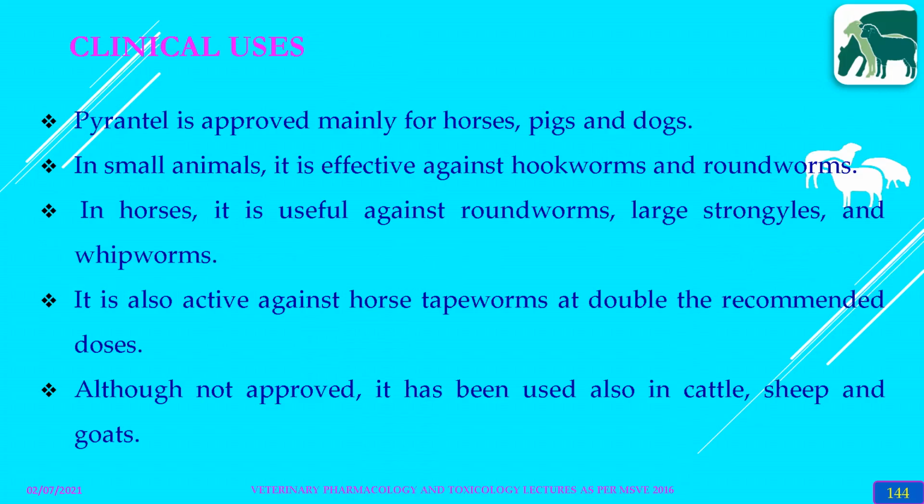Then the clinical use: it is approved especially in the case of horses. Pyrantel is approved mainly for horses, pigs, and dogs. It is highly effective against hookworms and roundworms. In horses, it is very useful against roundworms, large strongyles, and also whipworms, whereas it is effective against horse tapeworms at double the recommended dose.